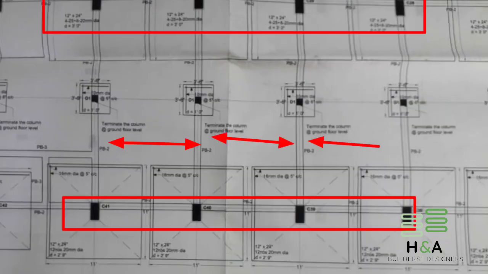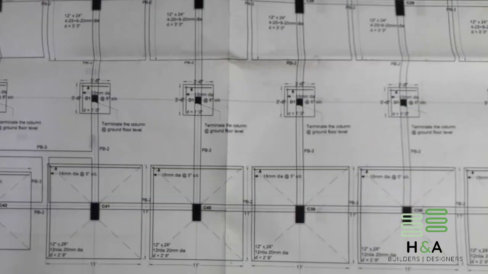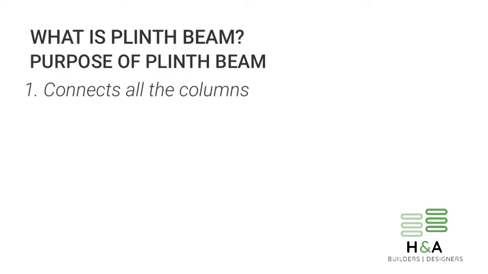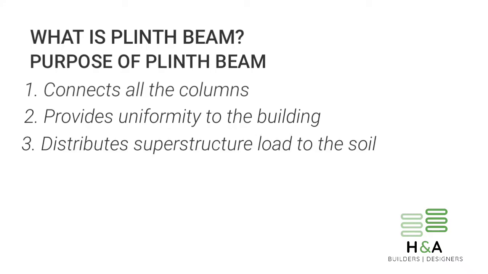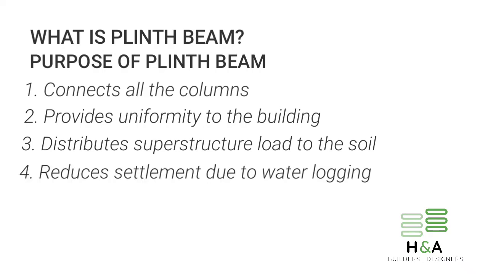Here you can see in the drawing that all pillars are connected to each other with the help of a plinth beam. And the next point is it provides uniformity to the building, and it also distributes the superstructure load uniformly to the soil via the substructure. And the third point is it also reduces the waterlogging impact on the building during rainy season.